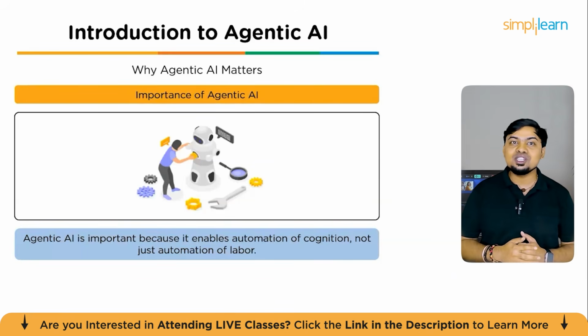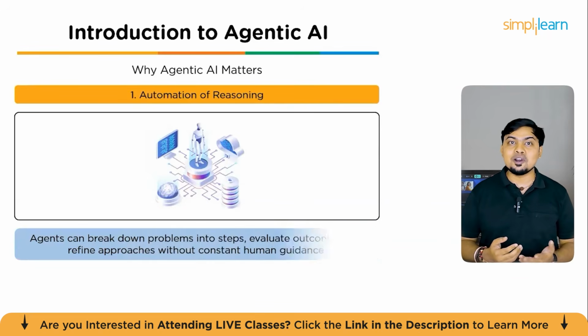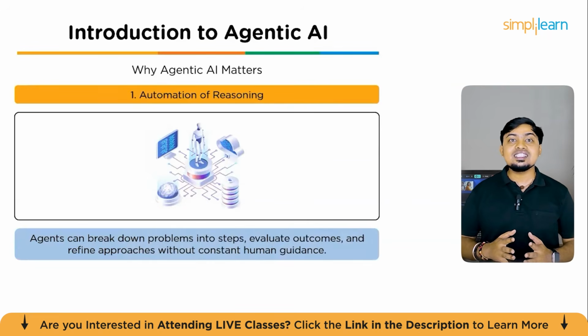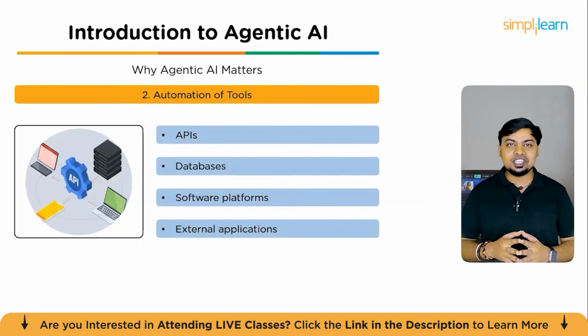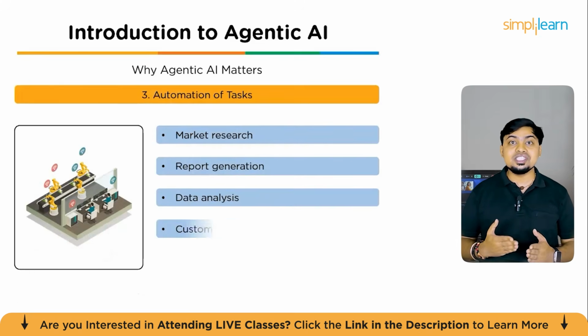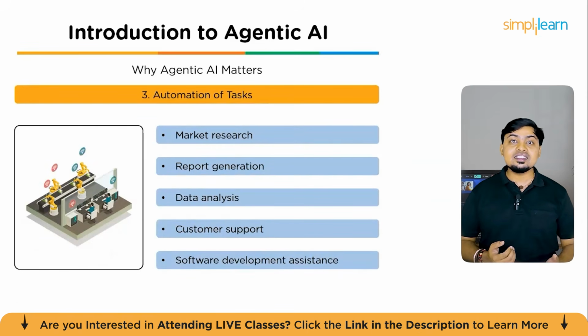The second is automation of tools. AI agents can interact with APIs, databases, software platforms, and external applications. This turns AI from a simple chat interface into a system that actually performs operations. The third is automation of tasks. Complex workflows like market research, report creation, data analysis, customer support, or even software development assistance can now be partially or fully automated. From a business and economic perspective, many experts consider agentic AI to be the next major productivity leap after cloud computing and mobile technology.